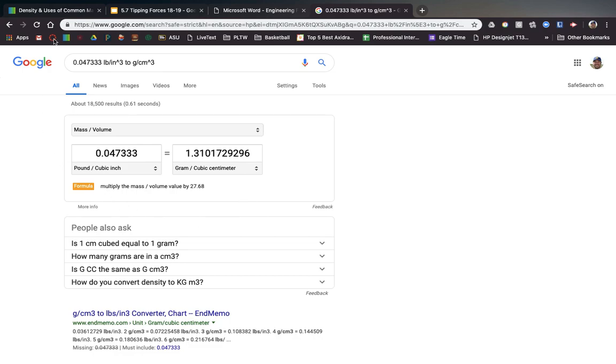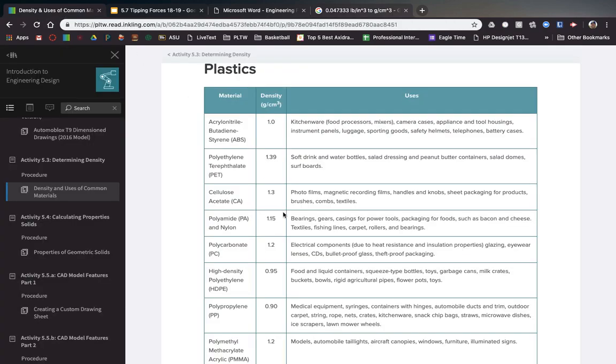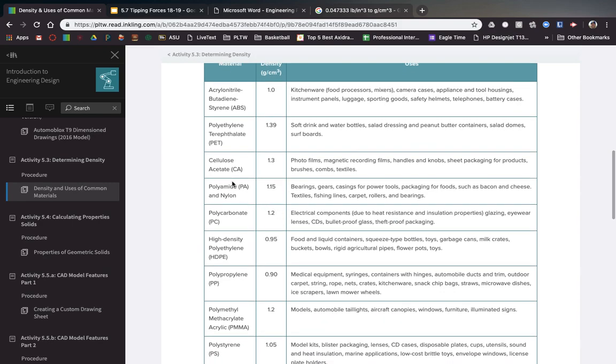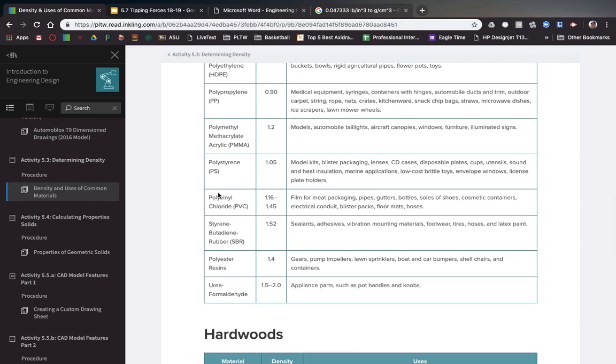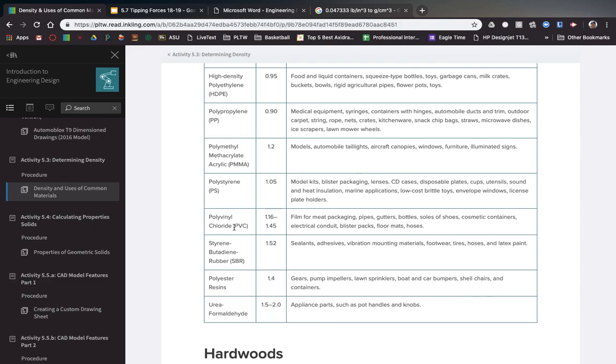So what we want to do then is come back here and say, now that we've converted it, is there anything that's right around 1.31 grams per cubic centimeter? And understand there's going to be a little bit of rounding, right? So I look through the plastics and I say, ooh, cellulose acetate. Maybe that's 1.3. Maybe it's PVC, polyvinyl chloride. It looks like those are the two that are going to be my best bet.